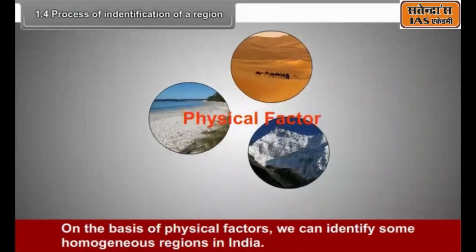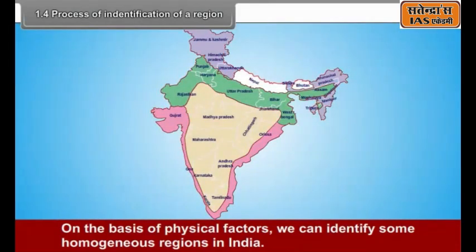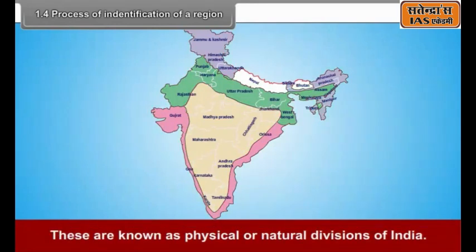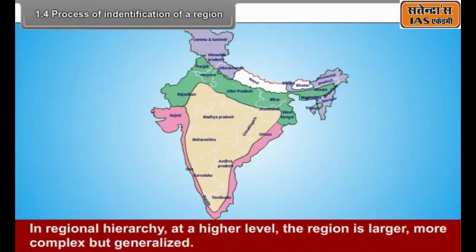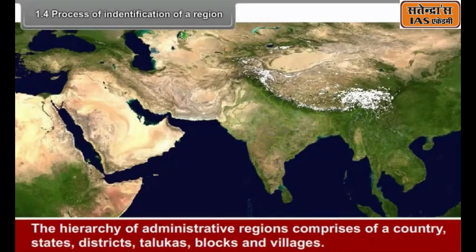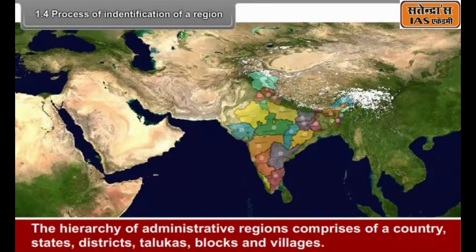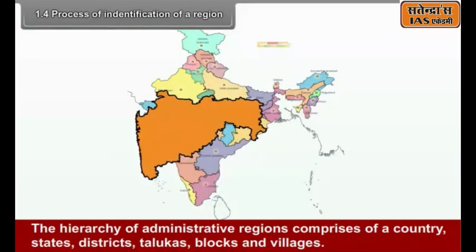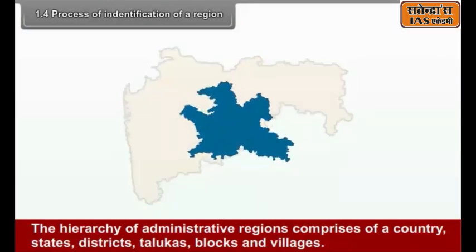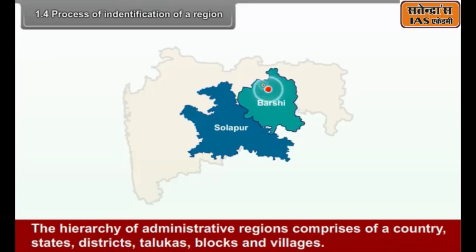On the basis of physical factors, we can identify some homogeneous regions in India. These are known as physical or natural divisions of India. In regional hierarchy, at a higher level, the region is larger, more complex, but generalized. The hierarchy of administrative regions comprises of a country, state, district, taluka, blocks, and village.